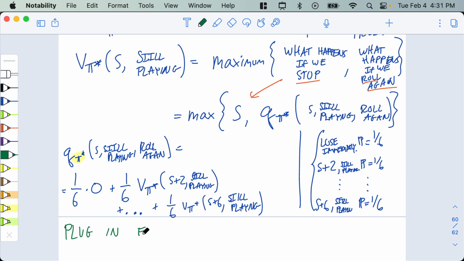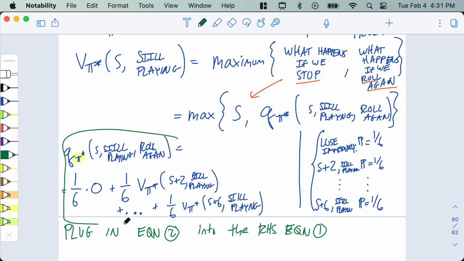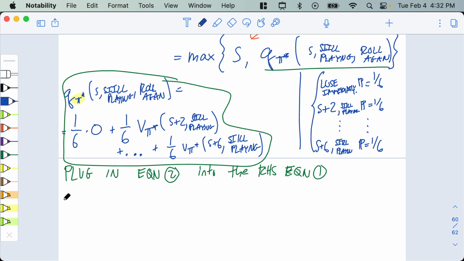I'll say equation 2 into the right-hand side of equation 1. So this is like what makes the Bellman equation. The Bellman equation is that you can, even though it seems like v pi star is in terms of q pi star and q pi star is in terms of v pi star, you just plug one into the other and you have an equation in terms of itself. So all of this stuff is exactly what appears over here. And so if I plug it in, I get this nice equation.